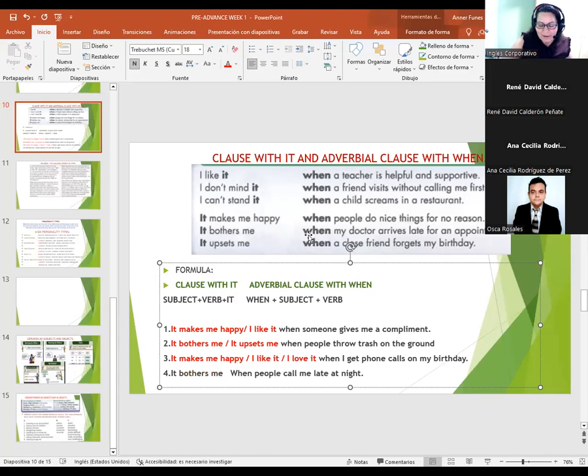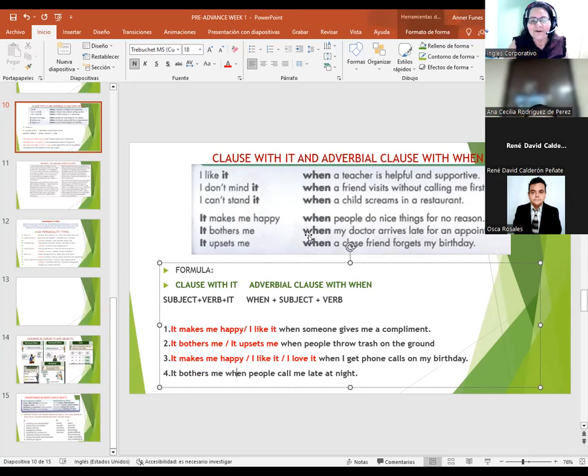It bothers me. In my opinion, it depends on the case, because if it's an emergency, it's okay, right? Only for emergency. Yes? Yes. Okay. It bothers me. Another opinion?